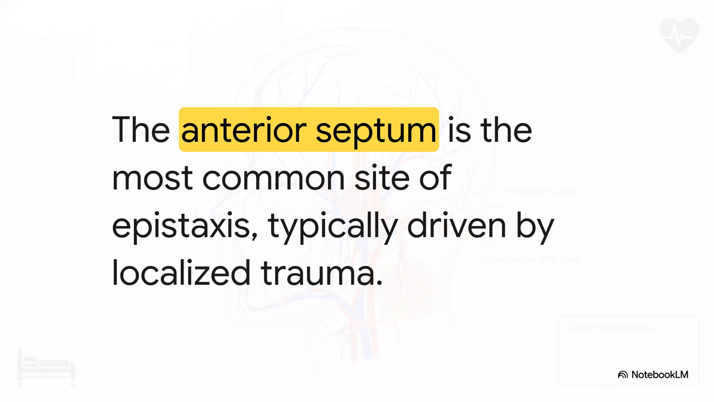Step 1, direct compression for 5 to 10 minutes. Step 2, topical vasoconstrictors like oxymetazoline. Step 3, chemical cautery using silver nitrate, assuming you can actually visualize the specific bleeding vessel. And keep this in mind, anterior nasal packing is an absolute last resort. It's strictly reserved for bleeding that flat out fails chemical cautery.